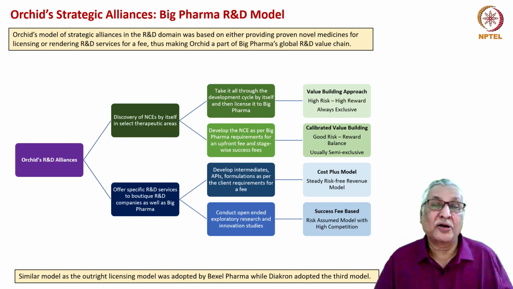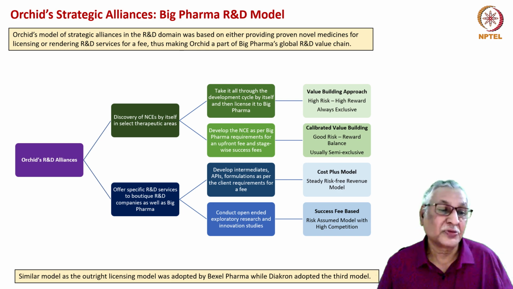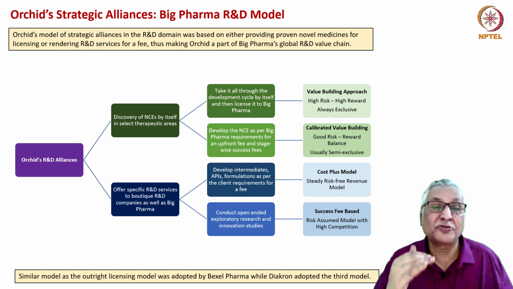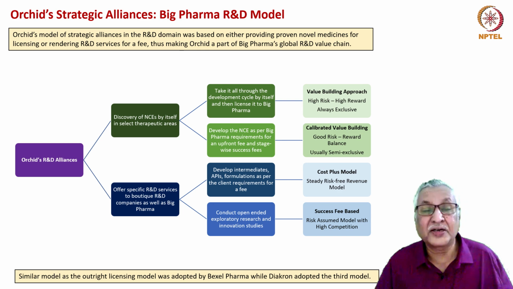As far as the big pharma and drug discovery was concerned, the model of strategic alliances was different. It was based on either providing proven novel medicines for licensing or rendering R&D services for a fee, thus making Orchid a part of the big pharma's global R&D value chain. So Orchid's R&D alliances were of two types: discovery of new chemical entities all by itself in select therapeutic areas, or offer specific R&D services to boutique R&D companies as well as big pharma.